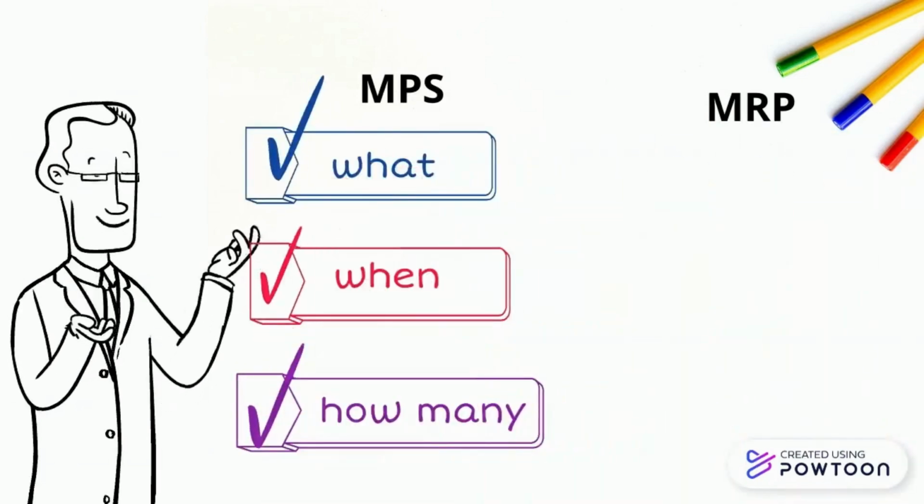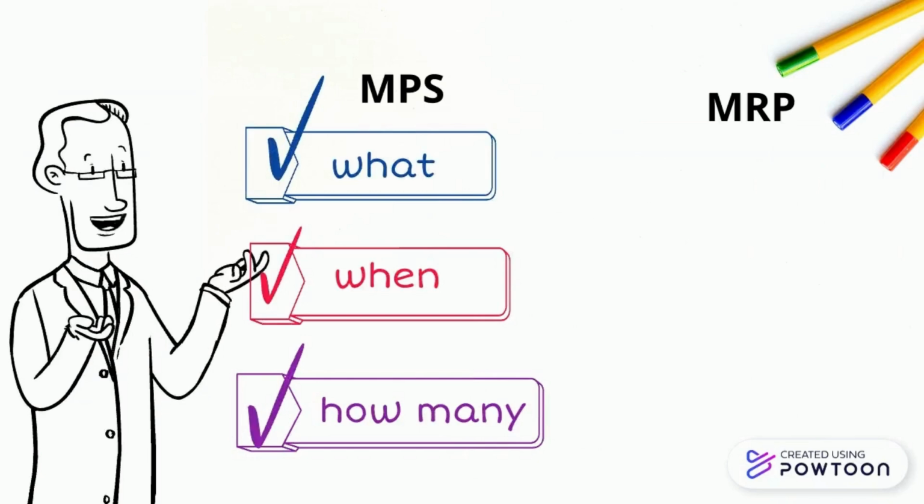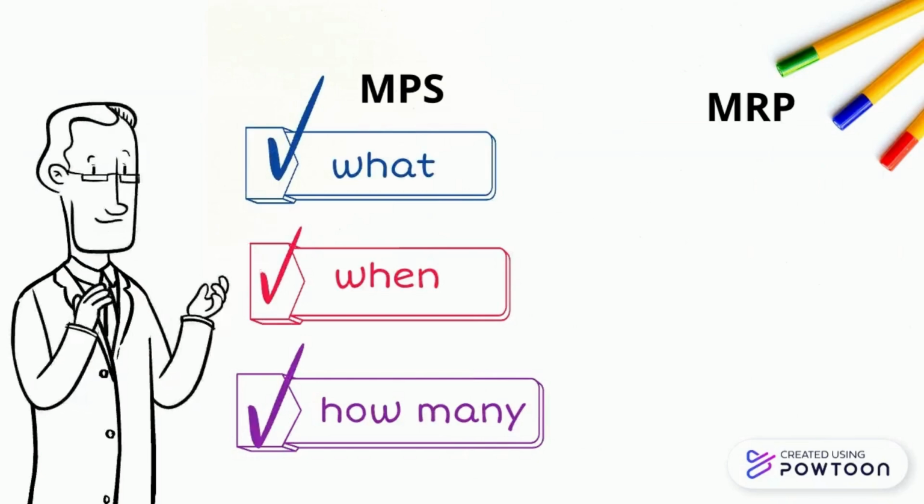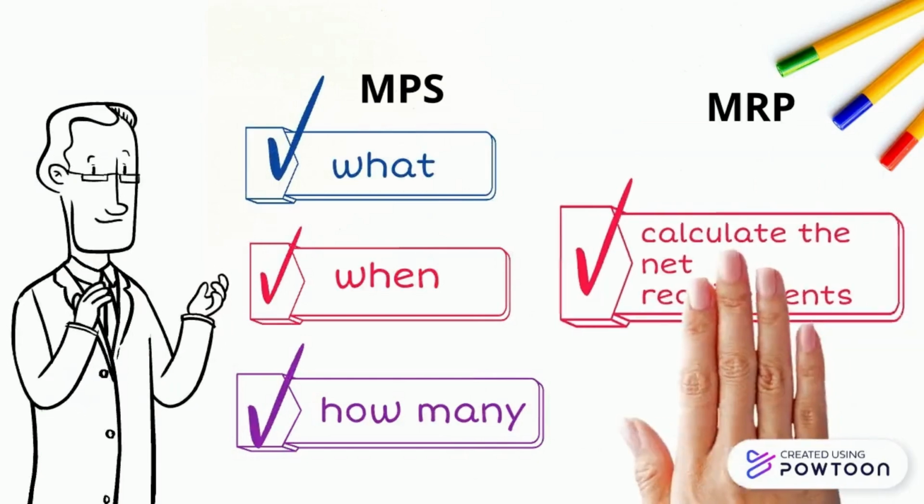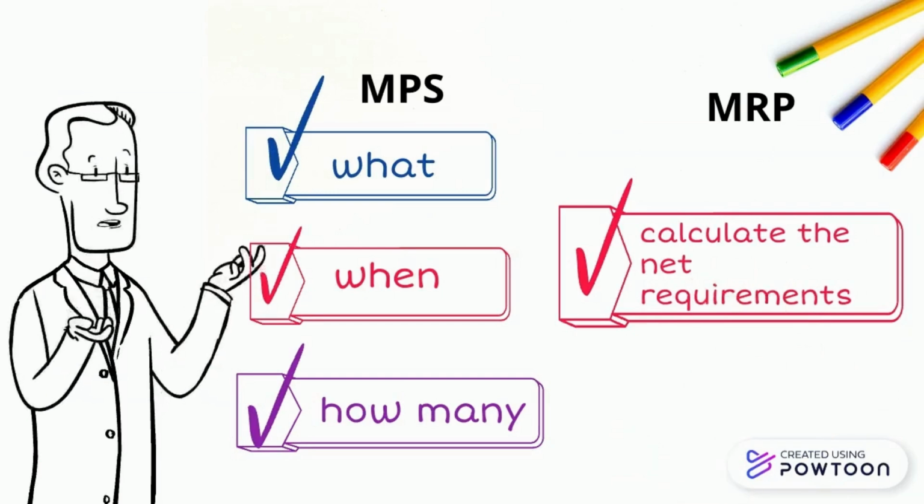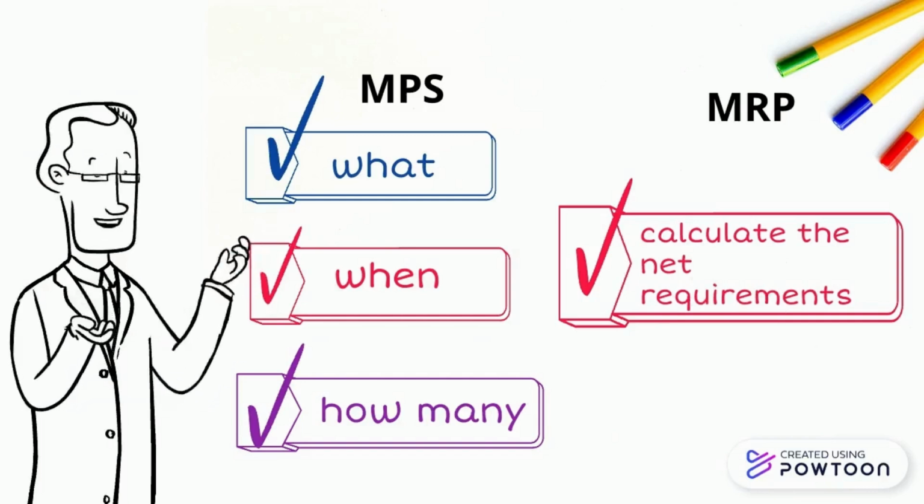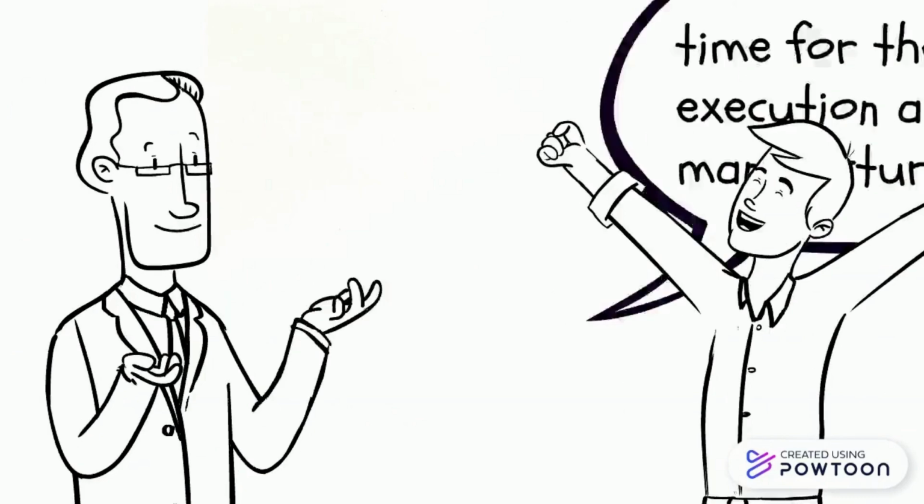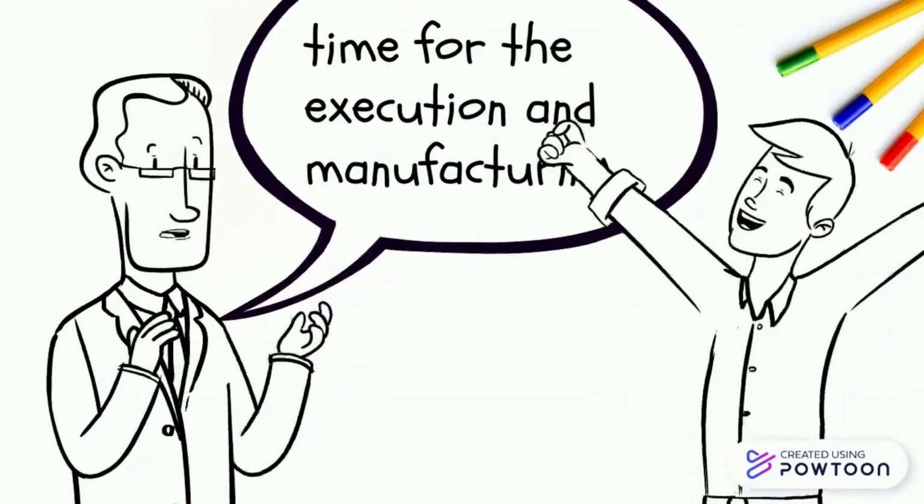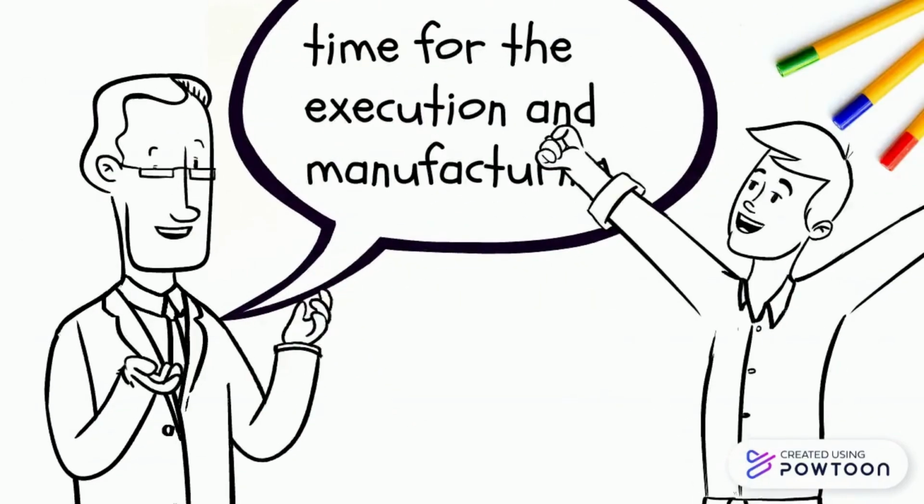Samsung uses MPS to plan what, when and how many raw materials are needed to produce all the types of smartphone they have. And Samsung uses MRP to calculate the net requirements that take into consideration the availability of the materials in the warehouse, based on the need that was generated from MPS. When all this is ready in place, it is time for the execution and manufacturing of their products.